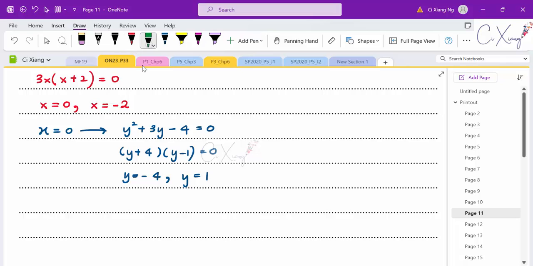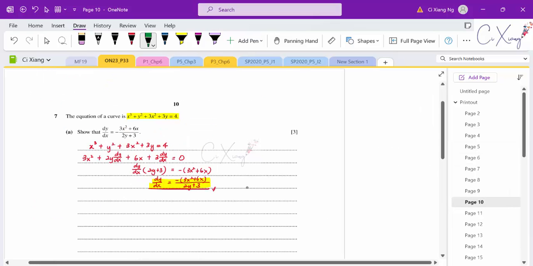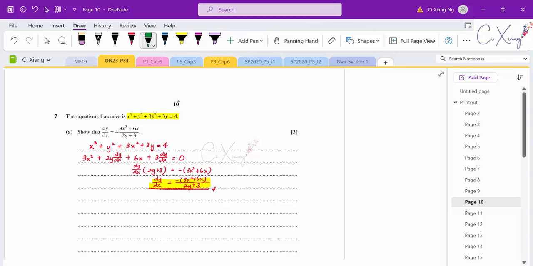Then for the second point, we are having x equals to negative 2. When x equals to negative 2, what is the y coordinate that we will have? Again, refer back to your original equation. This is the original equation, x cubed plus y squared plus 3x squared plus 3y equals to 4. Maybe I should write it down here.